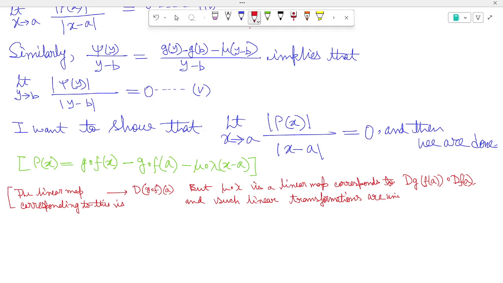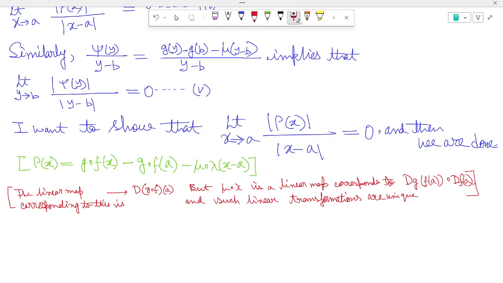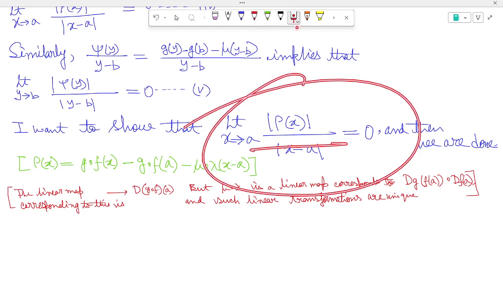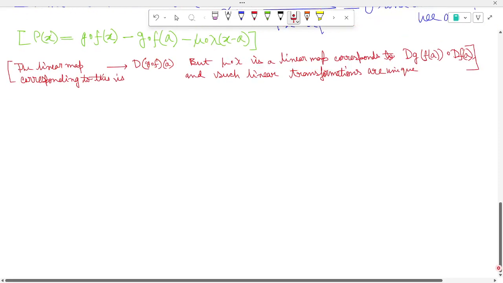Are unique. That is the reason. So our task reduces to show this is 0. Fine. Now you understand?